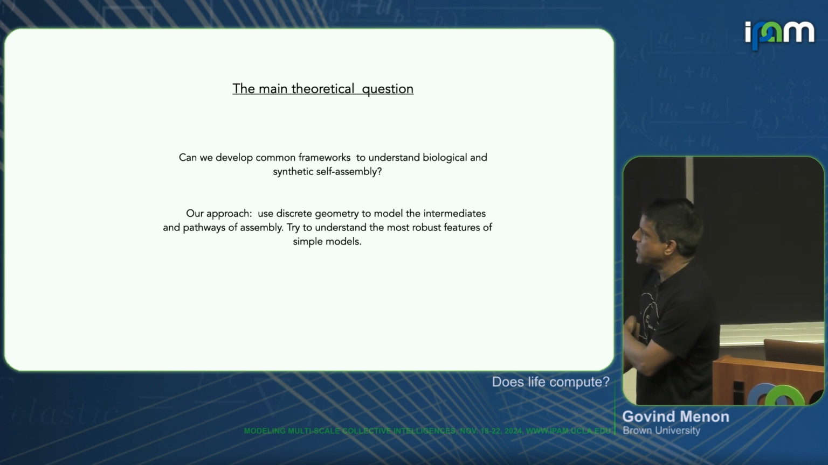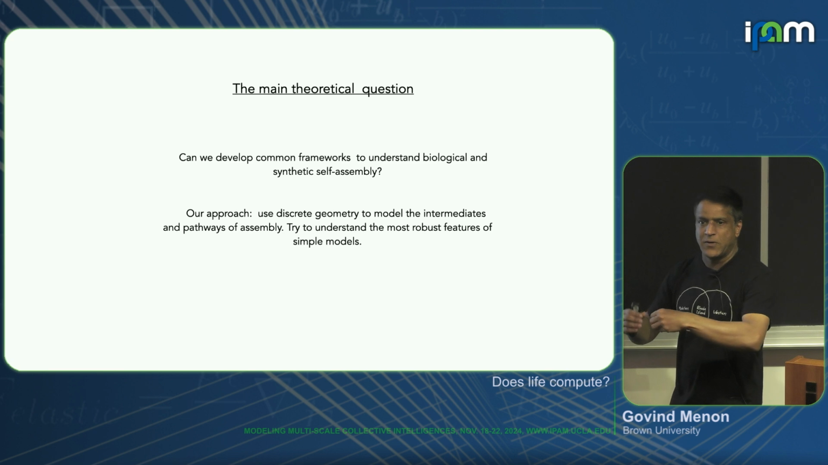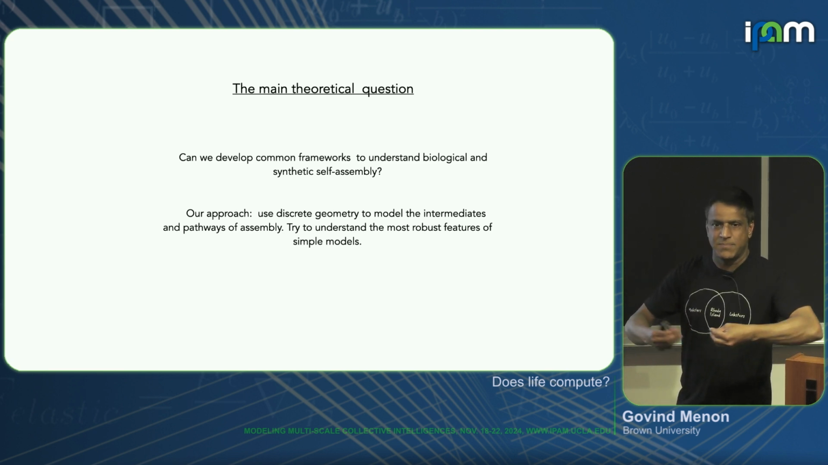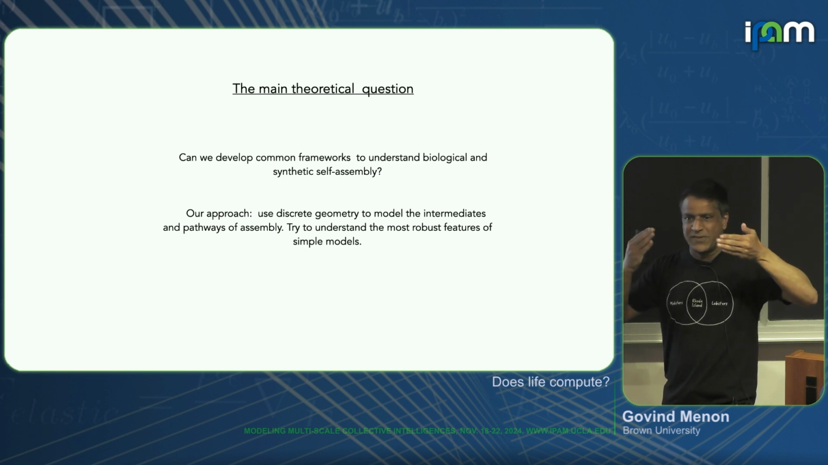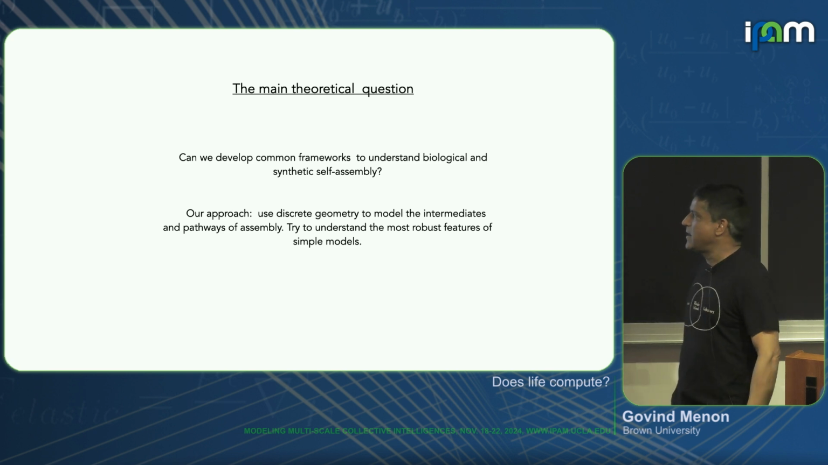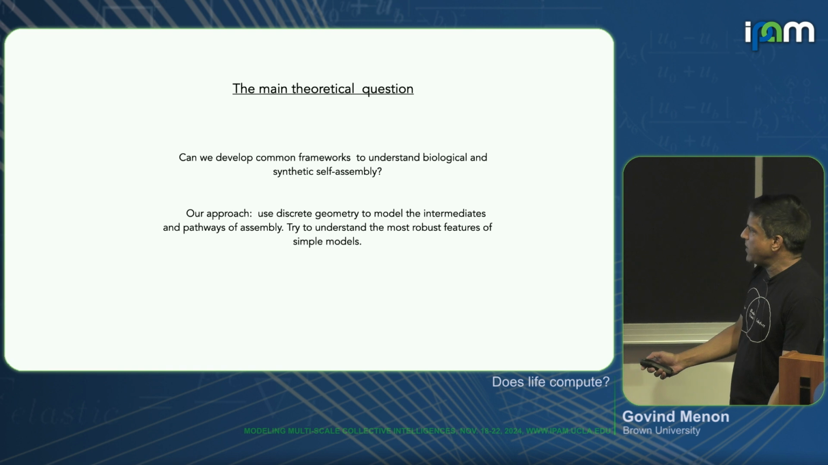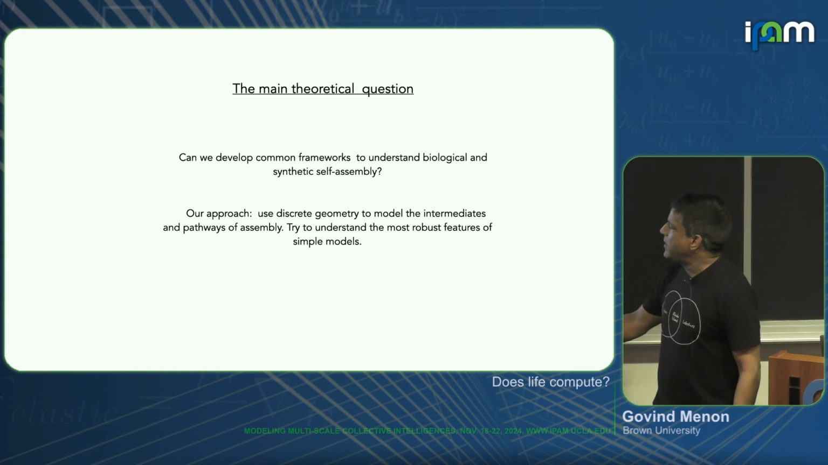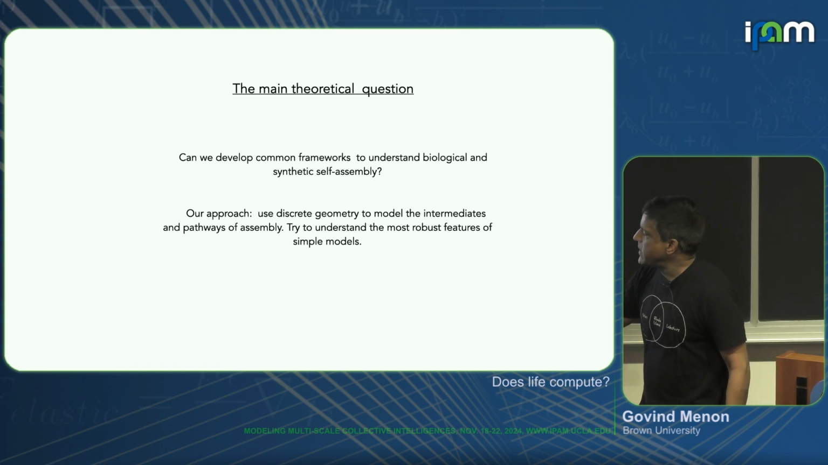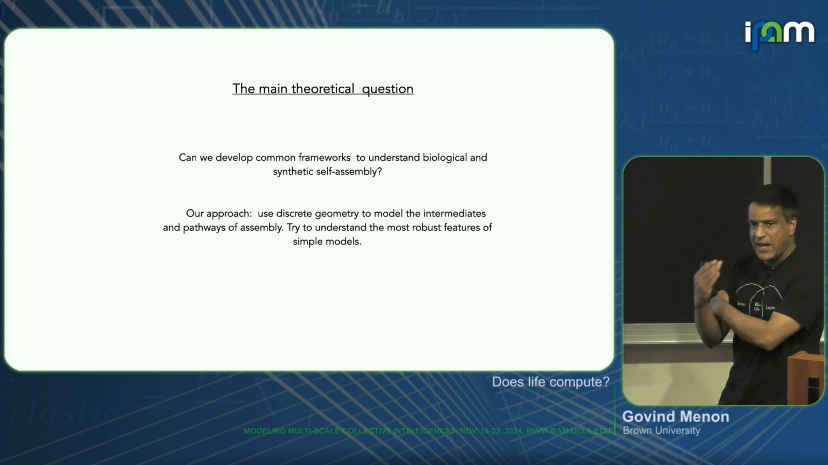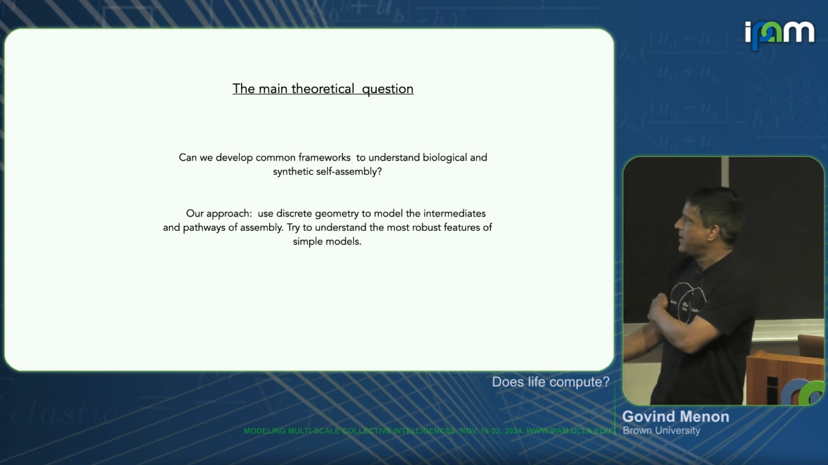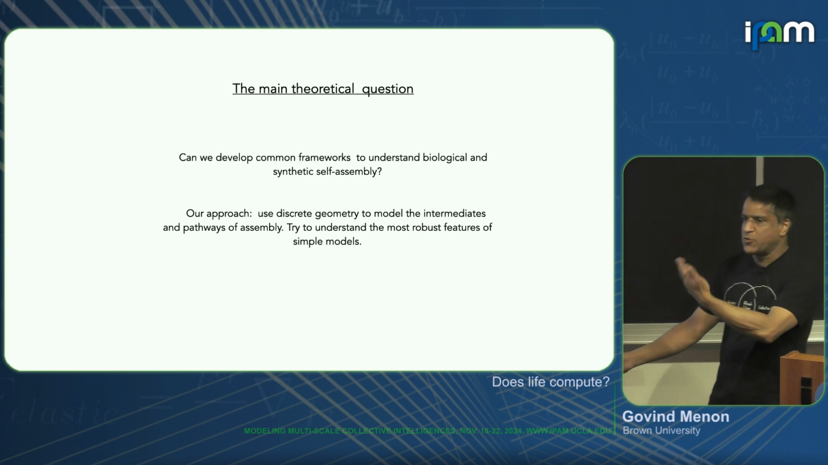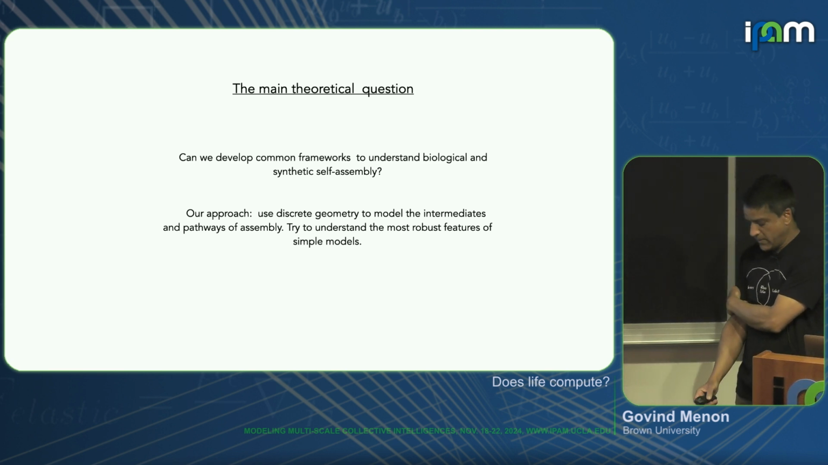And our approach is going to be very minimalistic, because the reason you want to be minimalistic is because you want to get a theory that is scale invariant. So you want simple common principles, easily implementable. And so what I'm going to do is introduce these terms: model, intermediates and pathways of assembly. So that's what I really want to understand, the process. How does this thing actually happen? And I want to understand the most robust features of simple models.